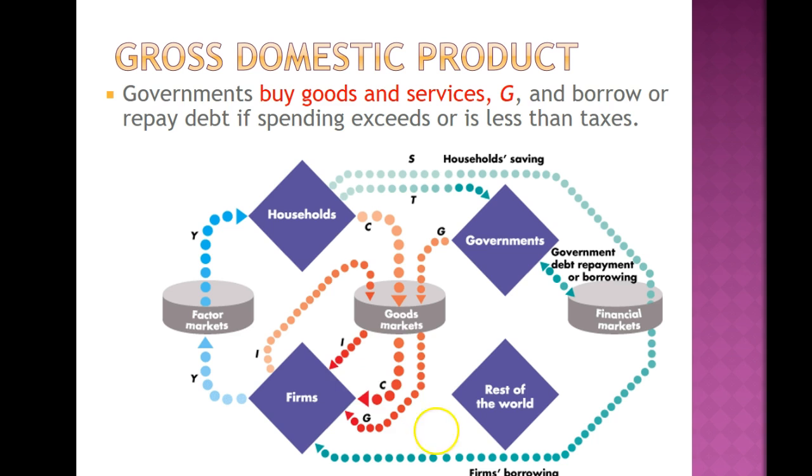And this is G. If we notice G, we saw a red line come from G that went from government through goods markets and into firms. And we also saw a line that goes both ways. The arrow goes to both government and financial markets because it's representing repayment or borrowing. So G, we know governments buy goods and services, hence the G, and borrow or repay debt if spending exceeds or is less than taxes.